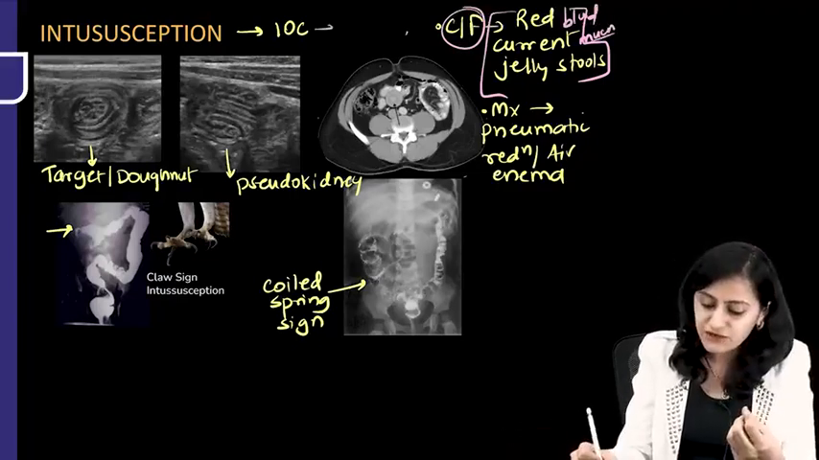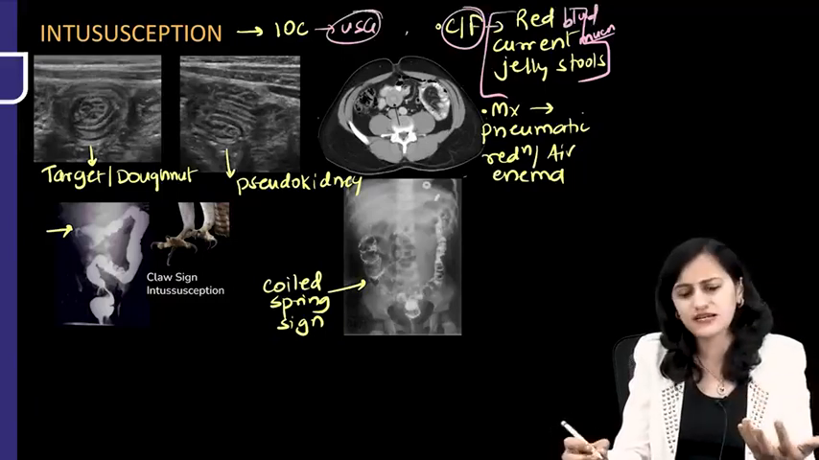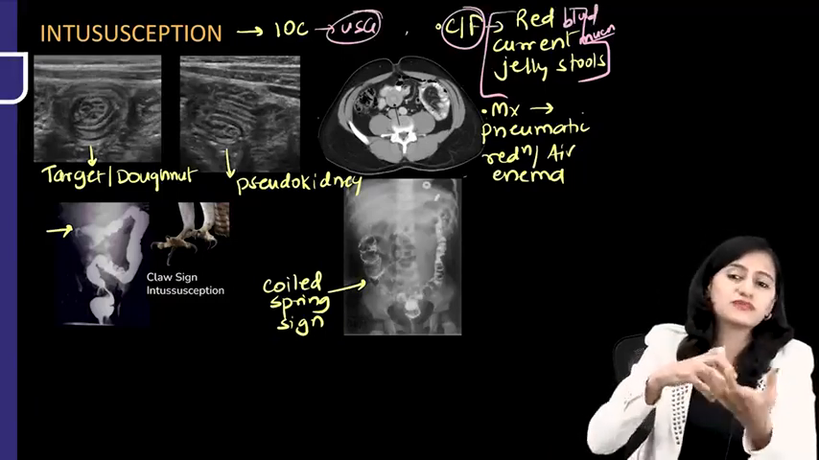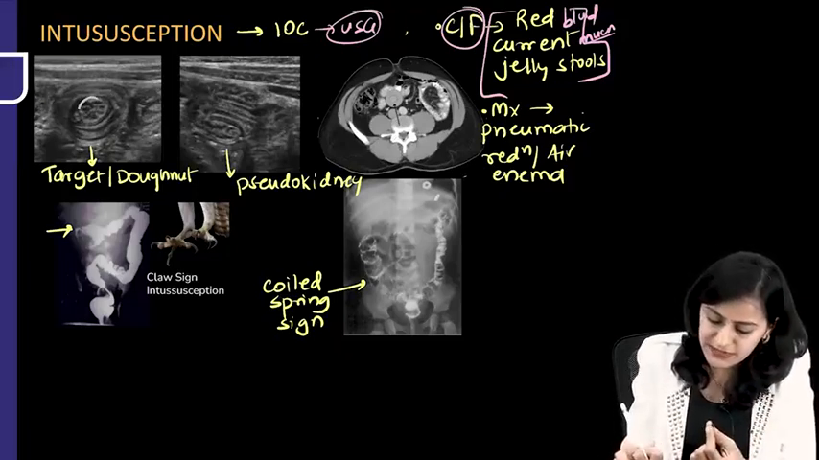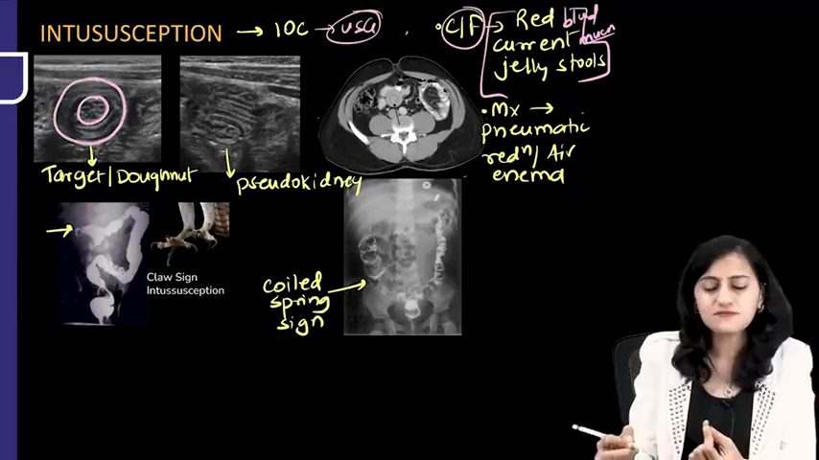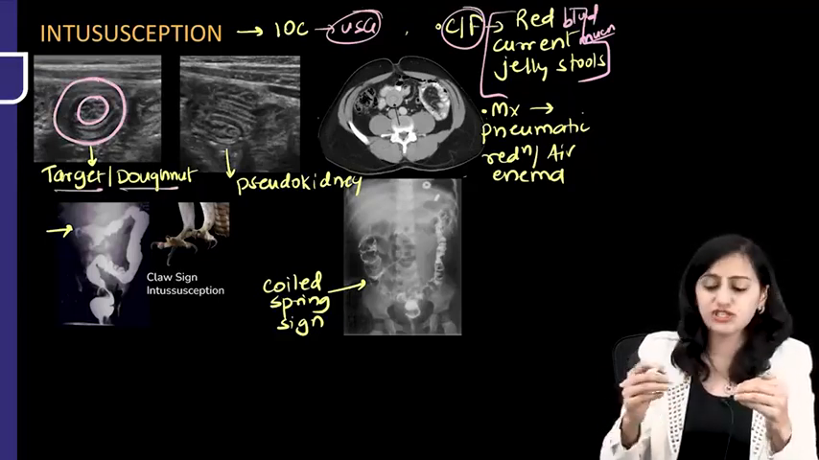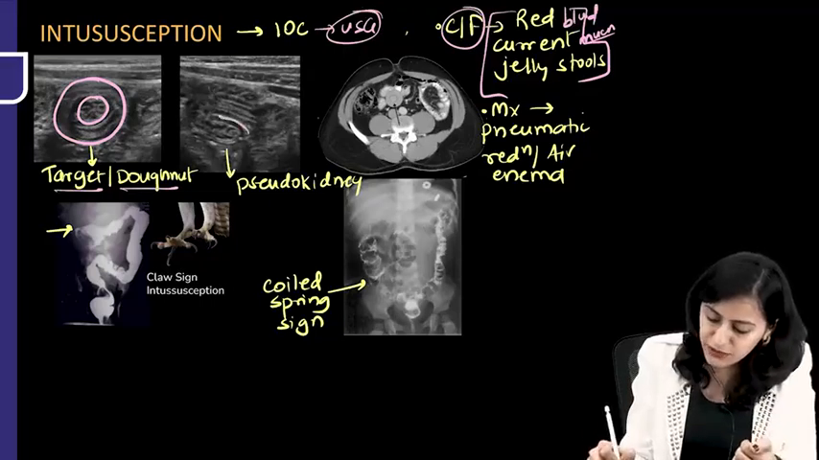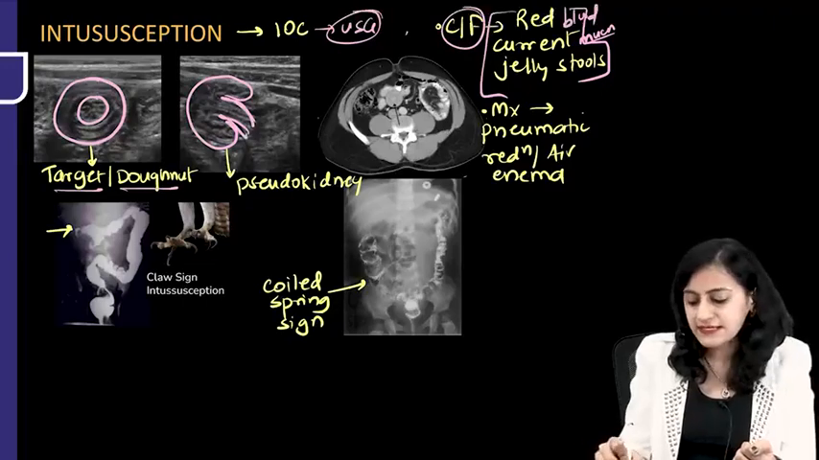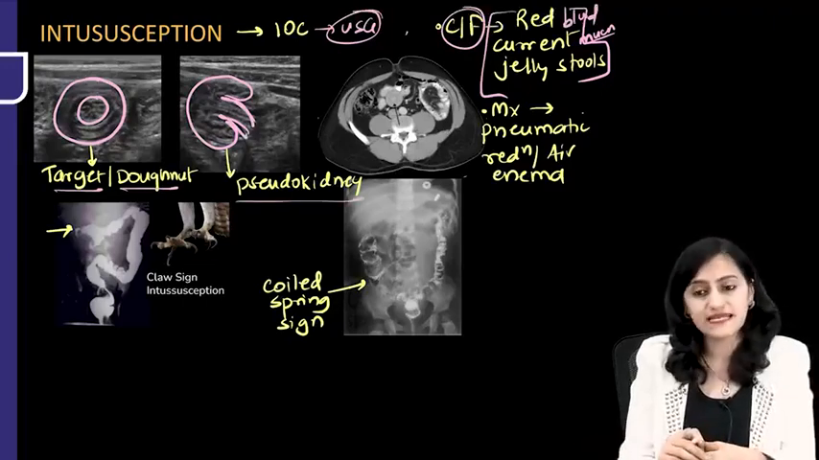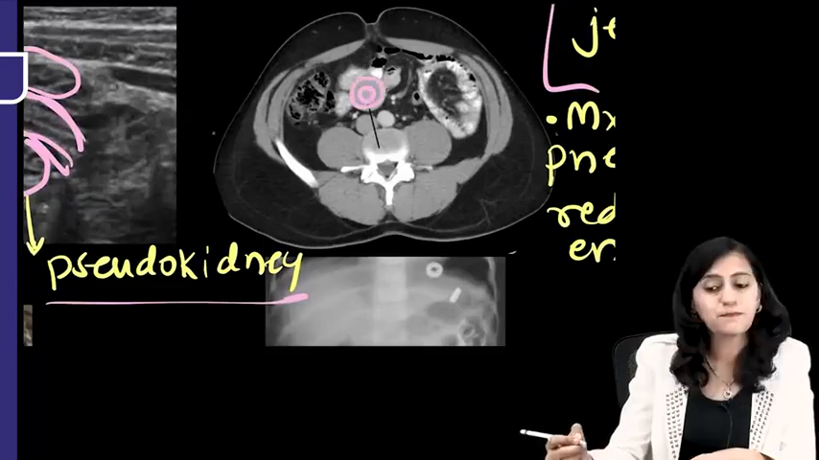The investigation of choice here is ultrasound in a child because of no radiation exposure. It can show the bowel within bowel appearance. What you see on ultrasound is one bowel inside another bowel, that is the target or the donut sign in the cross section. In the longitudinal view, it looks like the kidney, like the hilum and the kidney. So that is the pseudo kidney sign. The same thing we see in CT also, the bowel within bowel appearance.